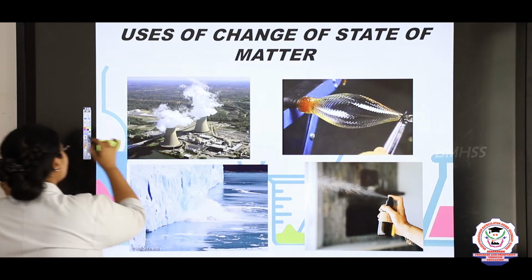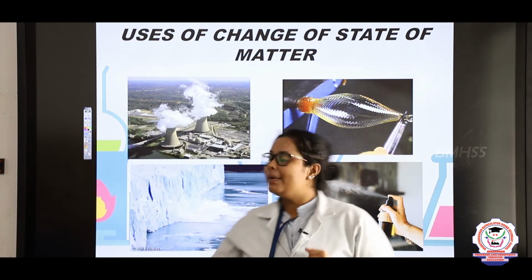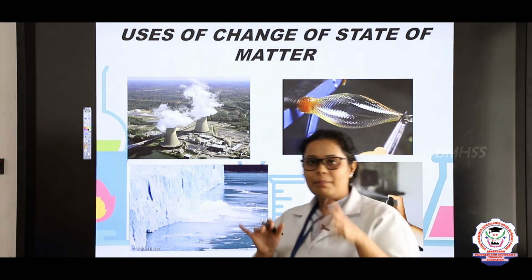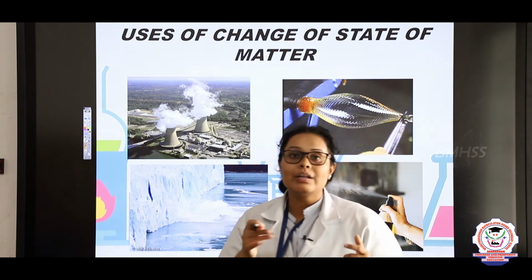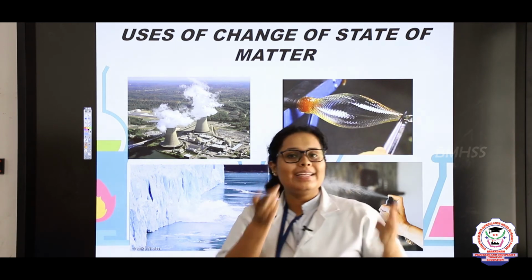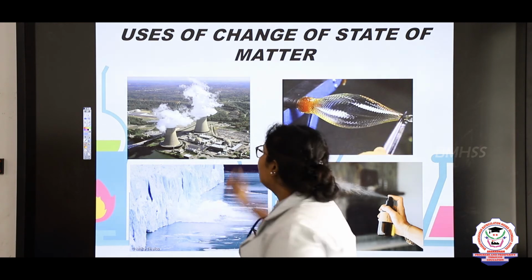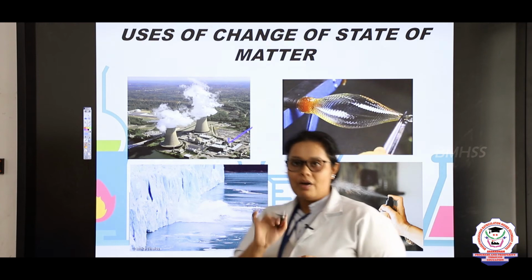Now, what is the use of change of matter? First, here you can see a petroleum industry, or you can call it a thermoelectric power plant. In this they are using steam for production to generate electricity. So, this is what, kids, a thermoelectric power plant.